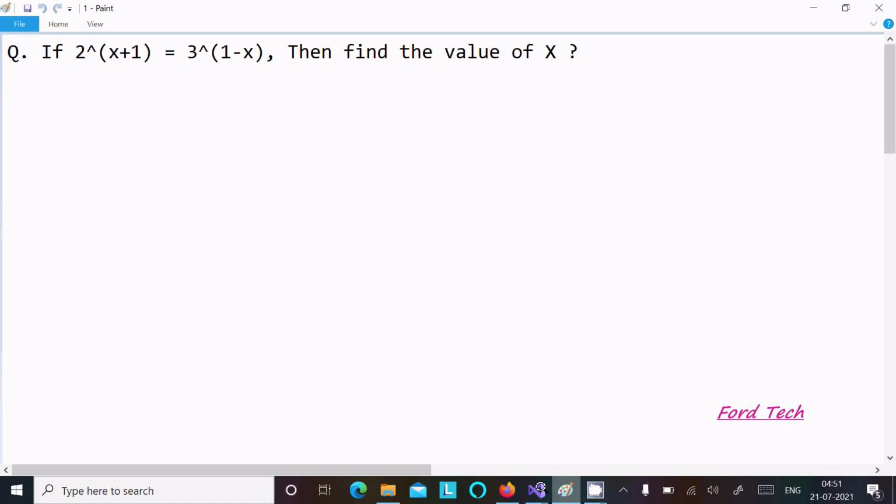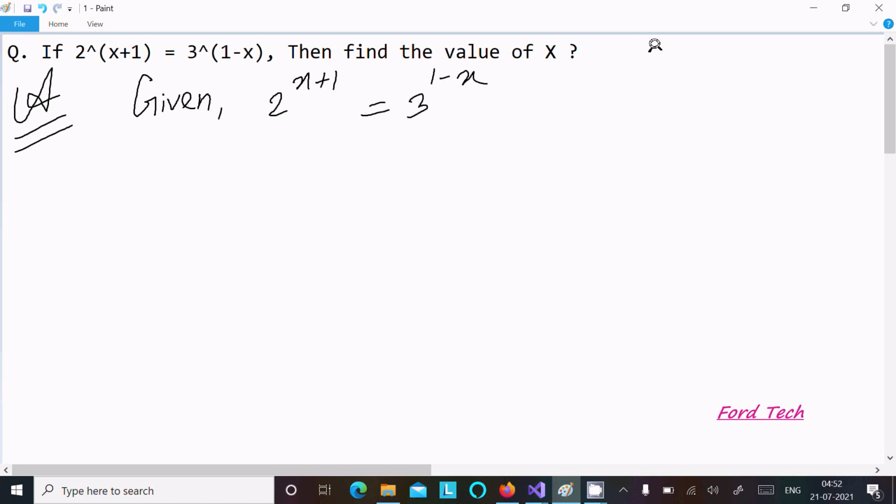In this lecture, I am going to find the value of x. The given is 2^(x+1) = 3^(1-x). So let's see the answer. First, I am going to write the given: 2^(x+1) equal to 3^(1-x), and we need to get the x value.